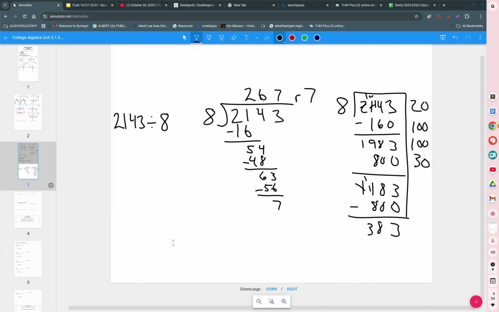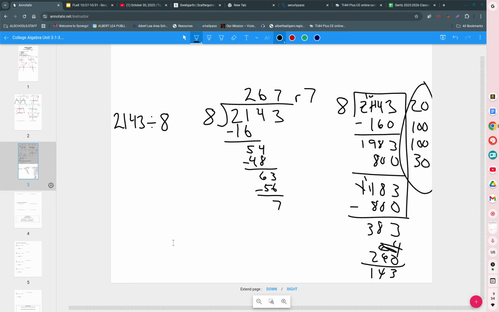Oh, now 8 goes into 383. I'll try 30. Well, that's 240. I subtract, I get 3, I get 4, I get 1. You guys get the point of what I'm doing? And in the end they add these up, and those will add up to 267. They call it the candy cane method.